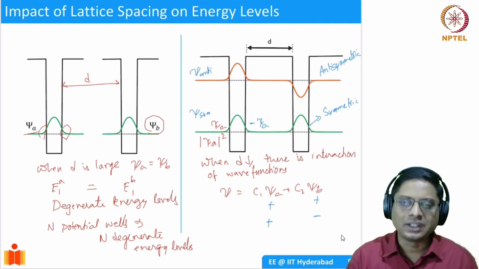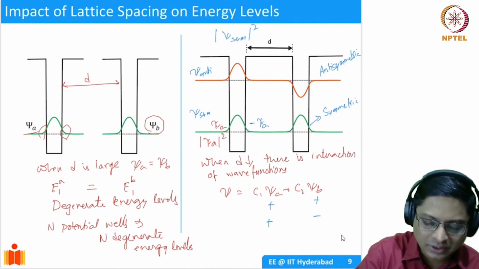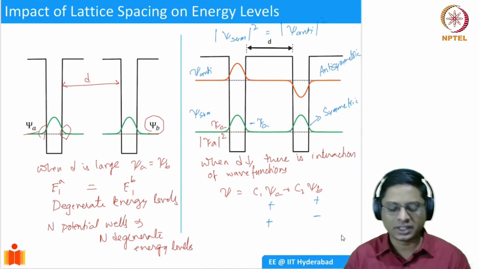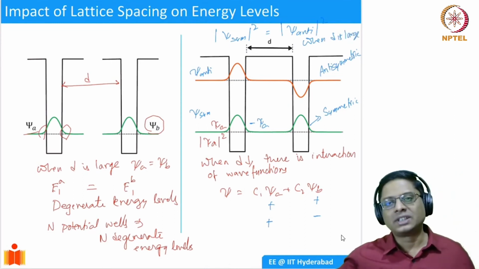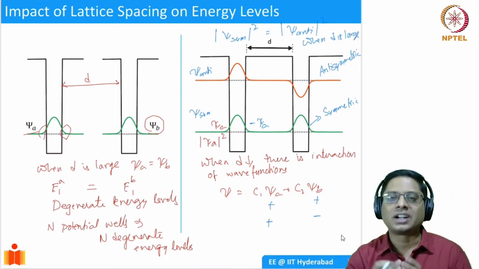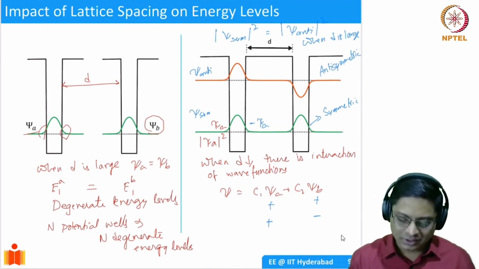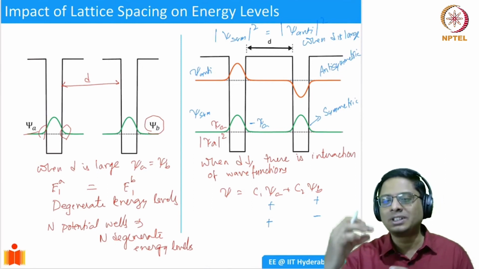The shapes are different, right? When d is large, the probability of finding an electron for psi symmetric squared is equal to that for psi anti-symmetric. There is no difference when d is large. But when the distance reduces, they start interacting and the probability will be slightly different, because of which you will have two energy levels with a small difference in energy.